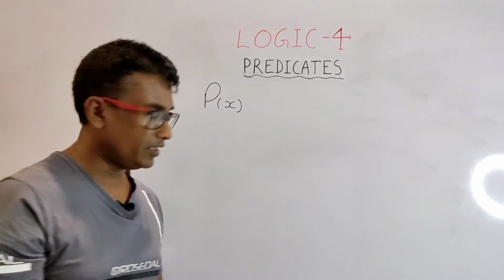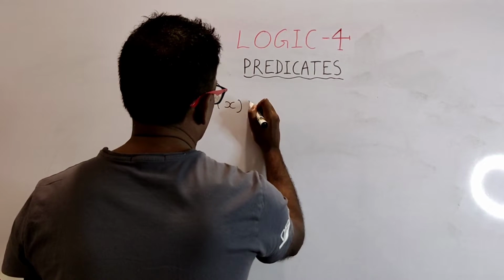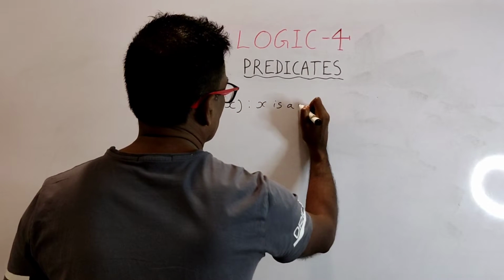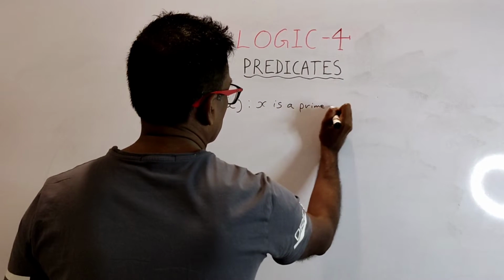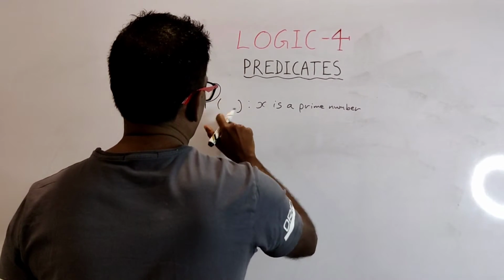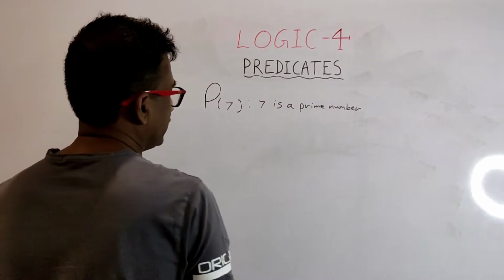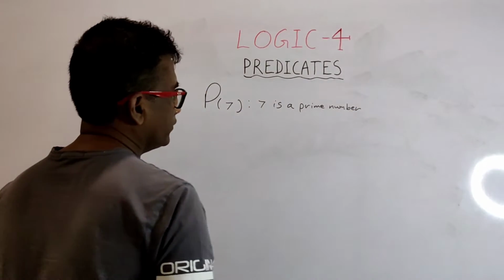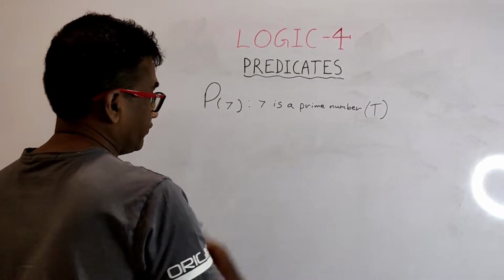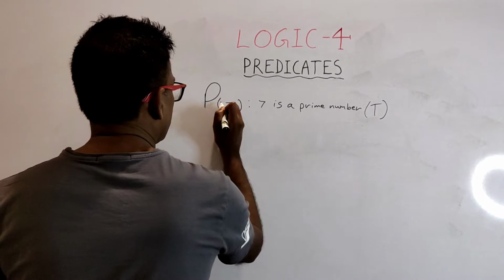Let's say that P of x represents: x is a prime number. If we replace x with 7, P of 7, 7 is a prime number, is a true proposition. What if we replace x with 57?